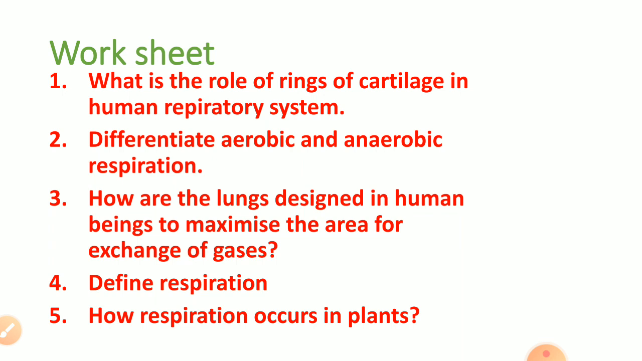How are the lungs designed in human beings to maximize the area for exchange of gases? In lungs, alveoli are found. It's a balloon-shaped structure which is richly supplied with blood vessels, increasing the surface area for more gaseous exchange, and gaseous exchange is done with the help of alveoli. Define respiration: it is a biochemical process in which food or glucose is oxidized to produce energy. How does respiration occur in plants? It occurs with the help of stomata and lenticels by the process of diffusion.